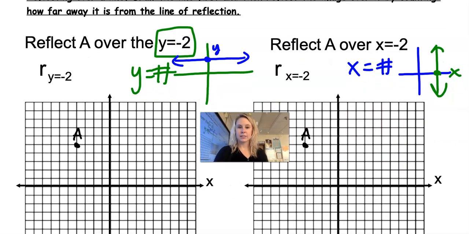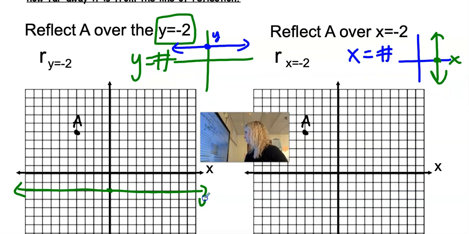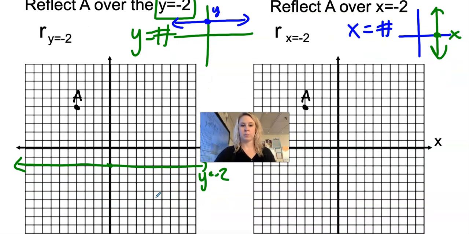So I have to go to y as a -2, which would be down here, and then draw your horizontal line. So that is the line of reflection, y equals -2. Okay, so same thing as before, I'm just going to count how far it is from that line. And since it's above it, I'm going to flip it below it.